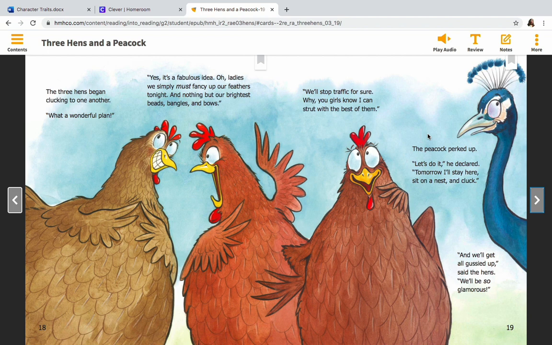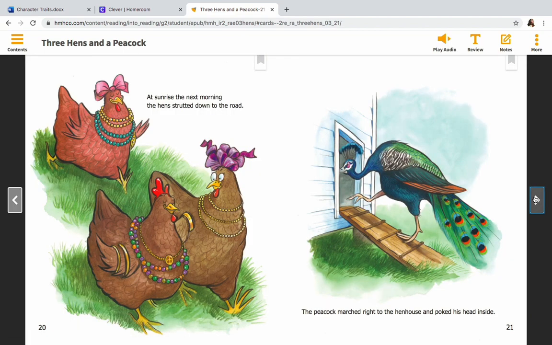"Tomorrow I'll stay here, sit on a nest, and cluck." "And we'll get all gussied up," said the hens. "We'll be so glamorous." At sunrise the next morning, the hens strutted down to the road.